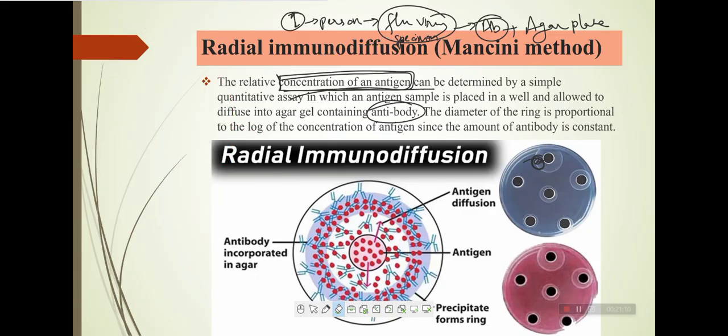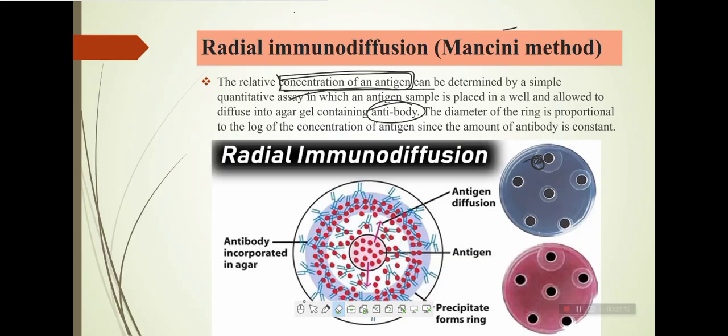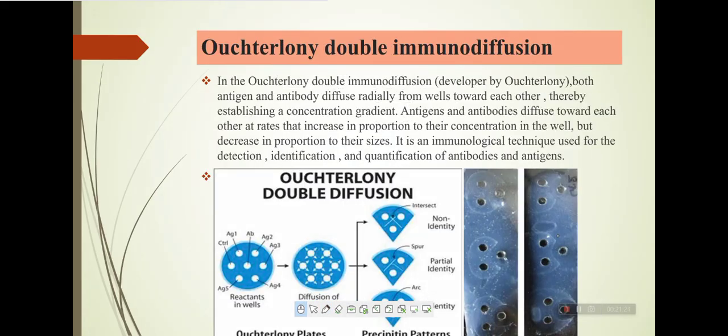Another technique is the Ouchterlony or double diffusion method. Actually, in radial immunodiffusion, only the movement of antigen will take place and the antibody is constant. Whereas in this method, both antigen and antibody will move. See, this is the Ouchterlony double diffusion method.